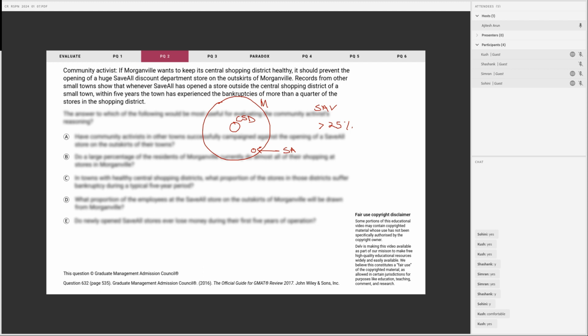So the information that they've given us is pretty straightforward. This bankruptcy rate is the support for the conclusion that if Morganville wants to keep its central shopping district healthy, it should prevent the opening of a huge Save All discount department store on the outskirts of Morganville. The stem is also quite straightforward: which of the following would be most useful for evaluating the community activists' reasoning?